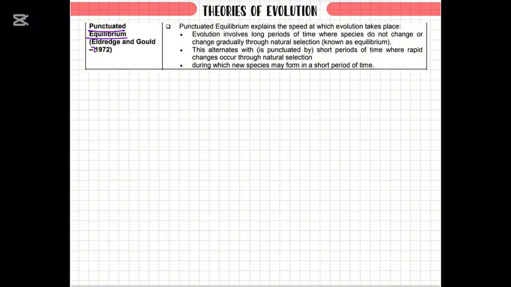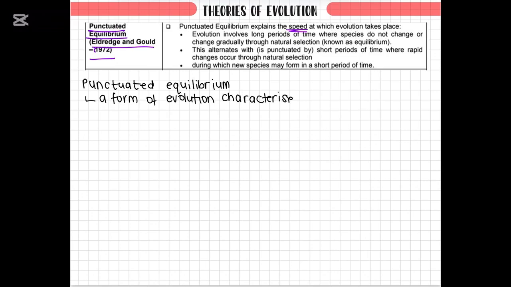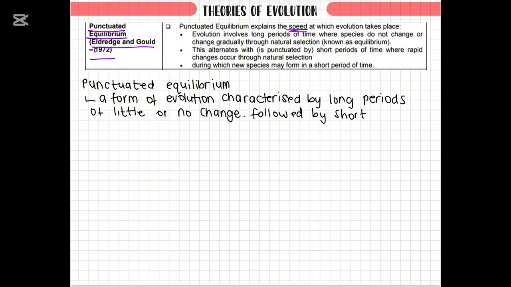Now let's have a look at the last theory, which is punctuated equilibrium by Eldredge and Gould. So punctuated equilibrium has to do with the speed at which evolution is taking place. So we'll basically look at evolution in terms of the speed. So punctuated equilibrium is a form of evolution characterized by long periods of little or no change, which alternates with short periods of rapid change.